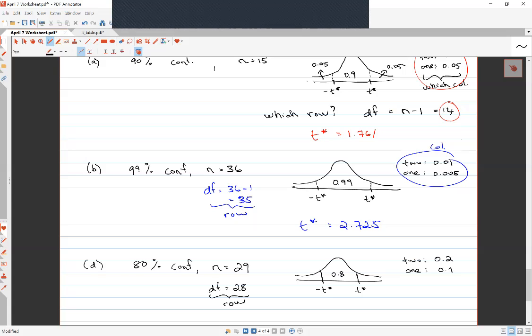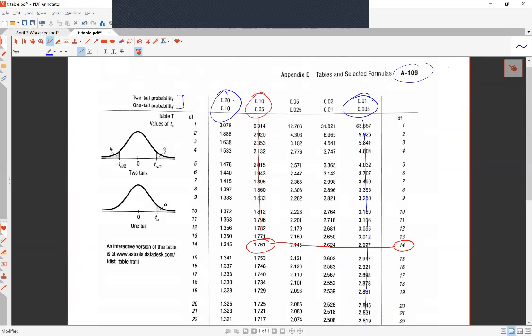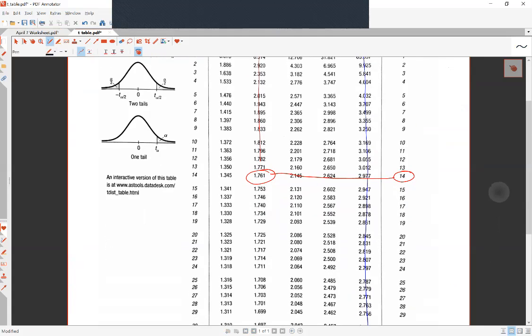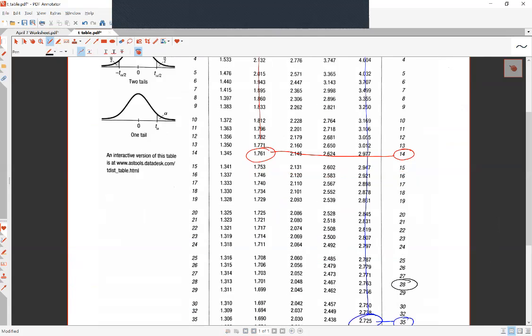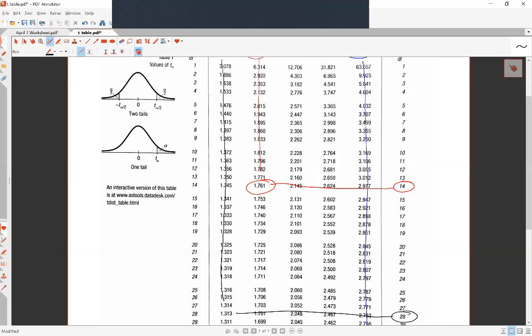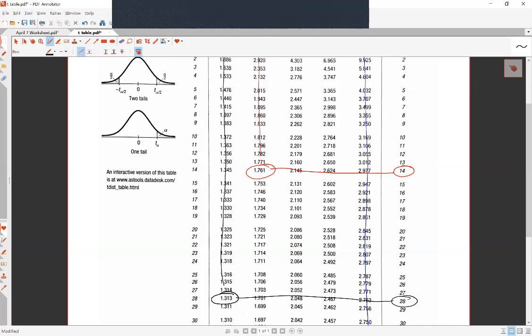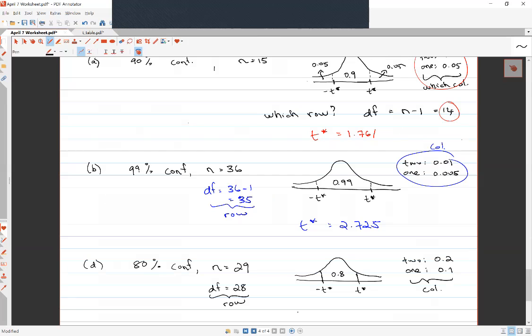So this is our row, this is our column. Let's head over to the table. Let me do the same color I was just writing in on the other sheet. So column 0.2 and 0.1, the row we said has to be the value 28. So we find where those intersect one another, and that's our T-star value. So in this case, T-star is 1.313.